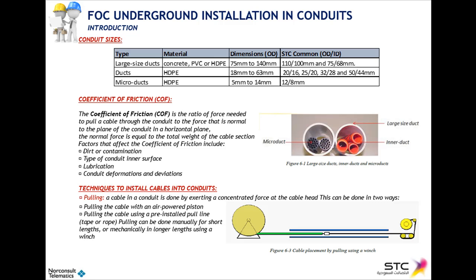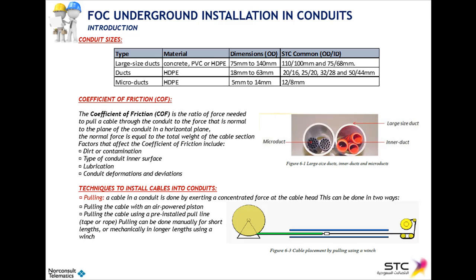Dirt or contamination in both ducts as well as cables. So it is very important that you keep both clean at all times, and that you keep the ducts sealed. We will see that later on. So dirt or contamination is the first point. The second point, which decreases the coefficient of friction, is the type of inner surface. Manufacturers have engineered different inner surfaces in the duct that actually make it easier to install the cable.